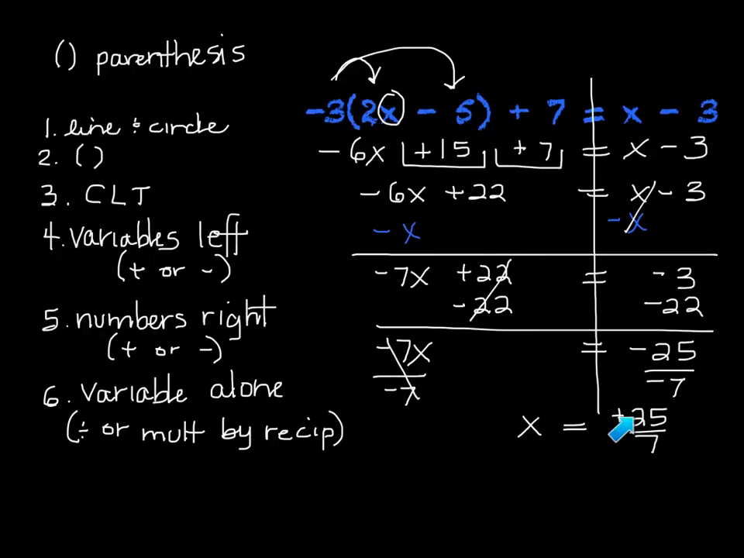But the other thing I want to point out is 25 divided by 7 is not perfect, so it's not 6, it's not 7, so I'm just going to leave it as 25 divided by 7. I'm not going to change it to a decimal at this point.